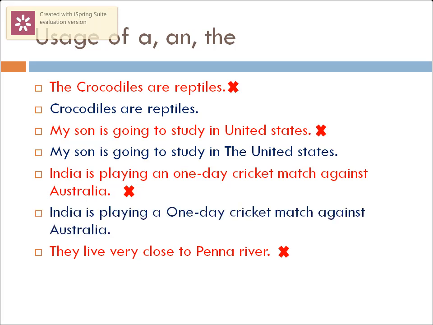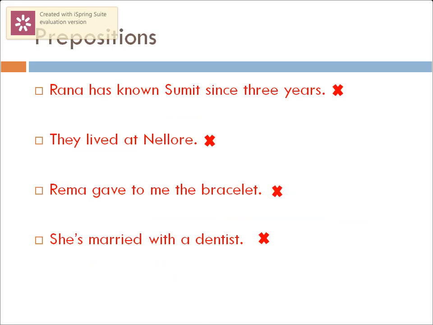Now, India is playing a one-day cricket match against Australia. Here, though, one day starts with the letter O, its pronunciation denotes a consonant sound. Hence, we use a and not an. They live very close to the Penna River. All rivers, names of rivers, are preceded by the definite article the.